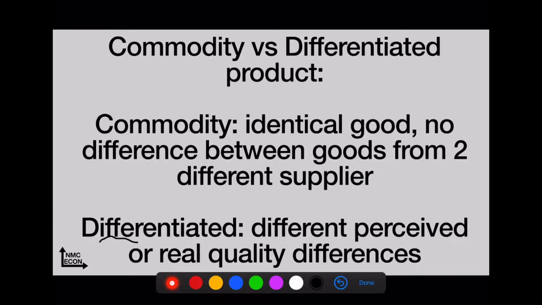A differentiated product, on the other hand, and this is more for monopolistic competition and monopolies and oligopolies, although a monopoly might be a unique product. A differentiated product is different based on perceived or real quality differences. I'm looking at you, fancy bottled water manufacturers with your magical hydrogen and oxygen. Come on, that's a commodity.